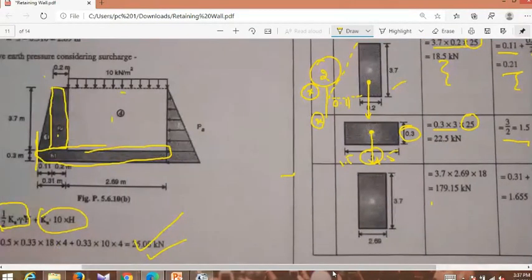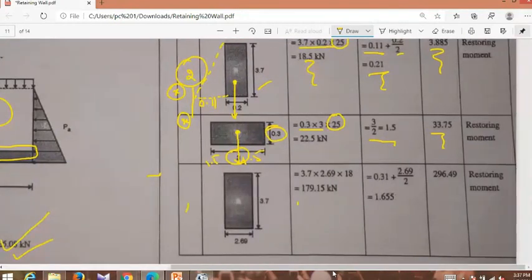The last one, the fourth section. Okay, same, and the density of the soil he has given 18. So you will get the load, and we want the perpendicular distance. It will be 1.655. Moment. This is vertical loads.